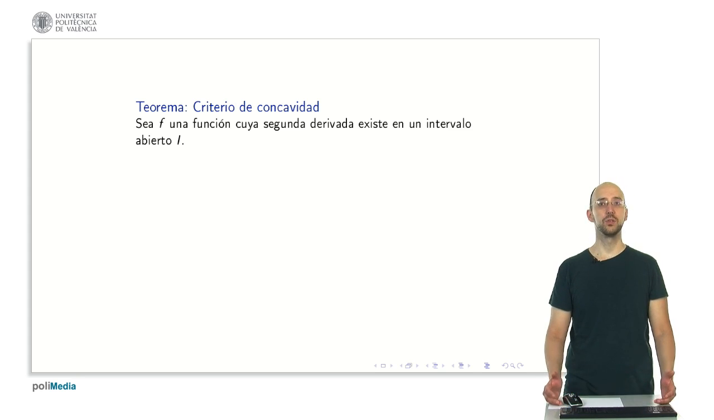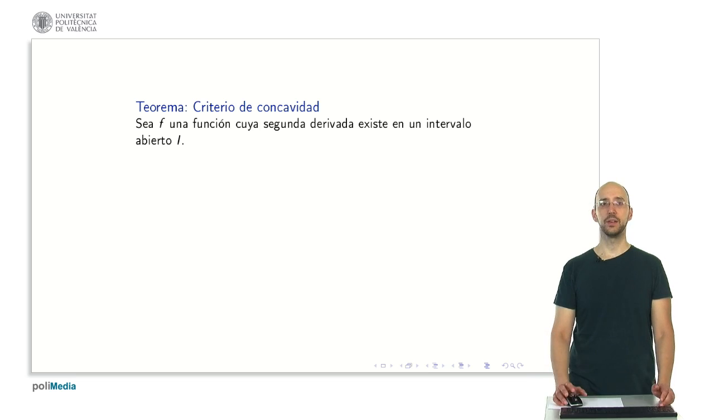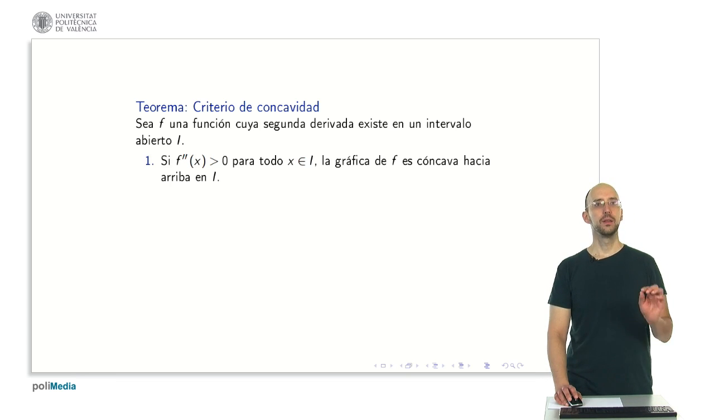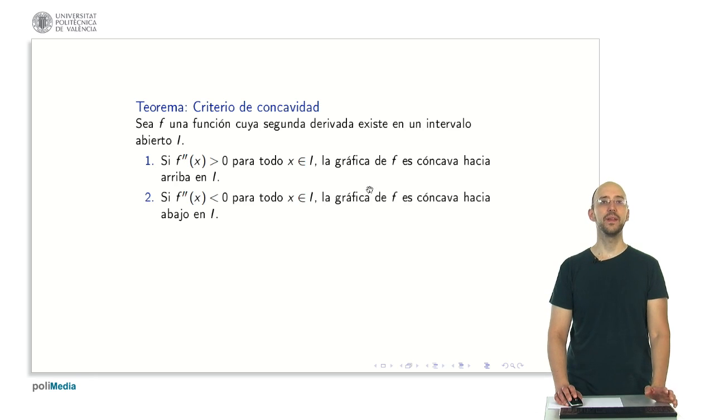We can rely on a theorem known as the concavity criterion, which states the following. Let's consider a function for which the second derivative exists within an interval. In that case, if the second derivative is positive for any x within the interval, the graph is concave up, and if the second derivative is negative for any value within that interval, the graph is concave down.